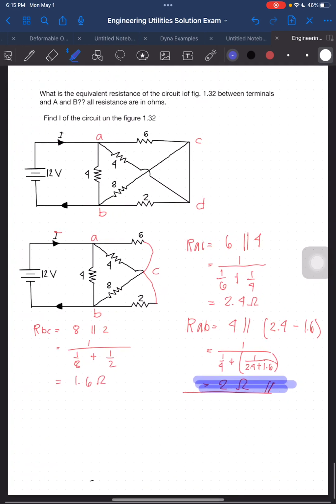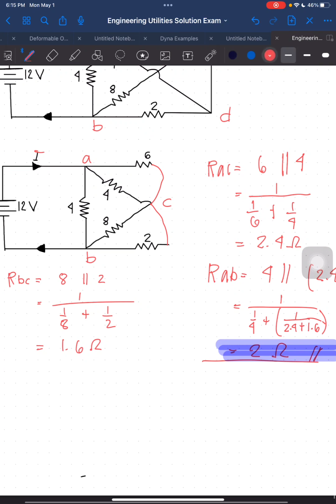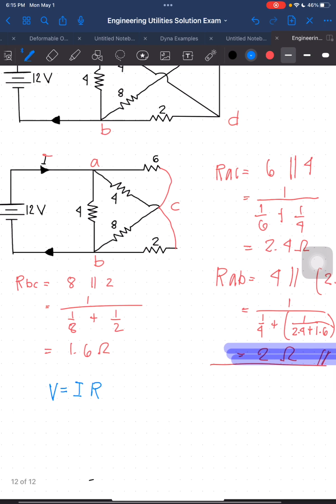Next, find I. So, gamitin natin yung formula na V is equal to IR. Since ang V natin is 12 volts, 12 is equal to I times yung nakuha natin kanina na 2 ohms. So, ang I natin is 12 divided by 2 is equal to 6. Ito na yung sagot.